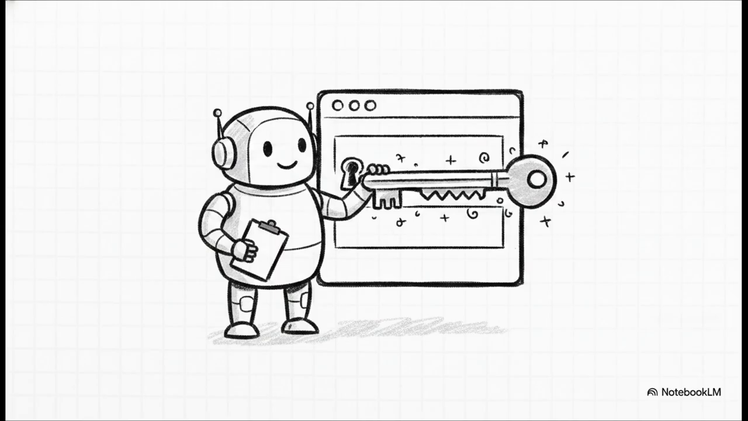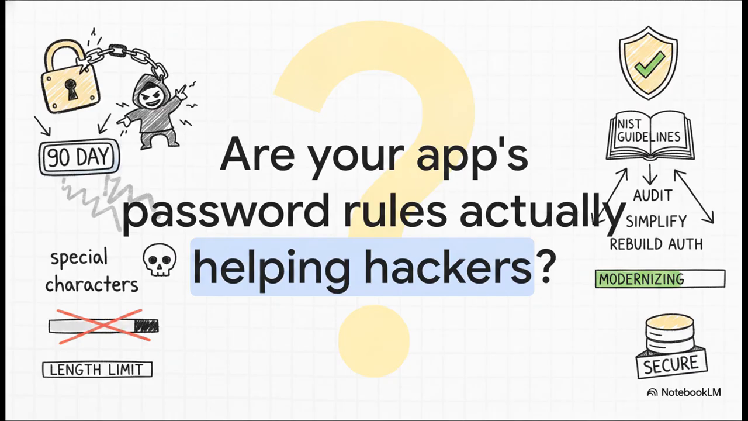So, I want to leave you with this provocative final thought, a real challenge for you to take back to your teams. Are your app's password rules actually helping the hackers? Because if you're still forcing 90-day resets, demanding special characters, limiting lengths, or using fast hashes, the answer is unfortunately yes. But the good news? The data is clear and the NIST guidelines give us the exact blueprint we need to fix it. It is time to audit your systems, drop the arbitrary complexities, and start rebuilding authentication the right way.